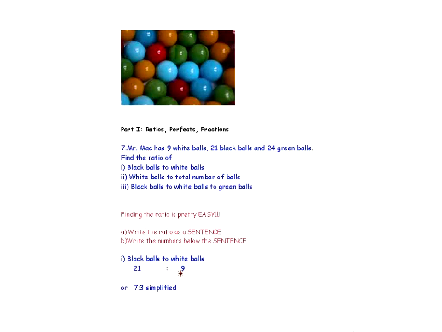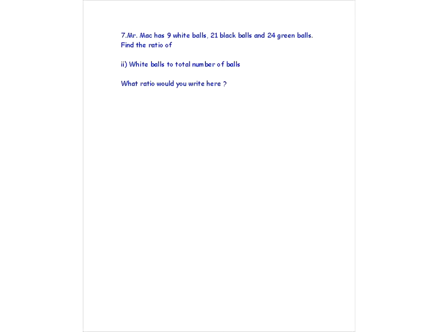Now if the question said find the simplified ratio, we could simplify 21 to 9. We could see that 3 divides into 21 and 9, and it gives us 7 to 3 as a simplified ratio. But this question actually didn't ask for that. Okay, let's look at the next one.